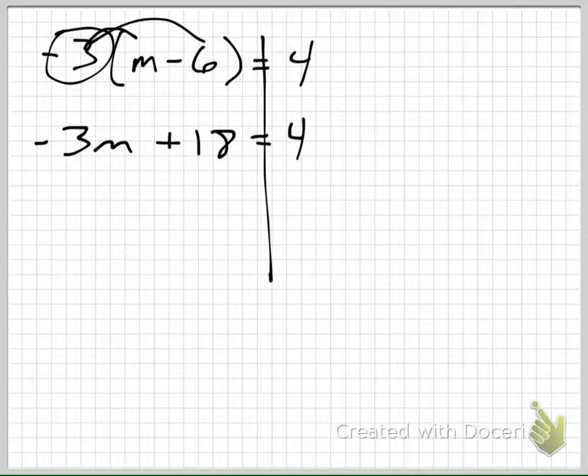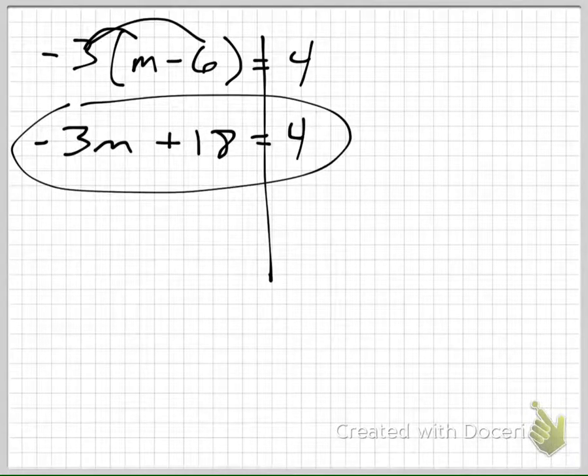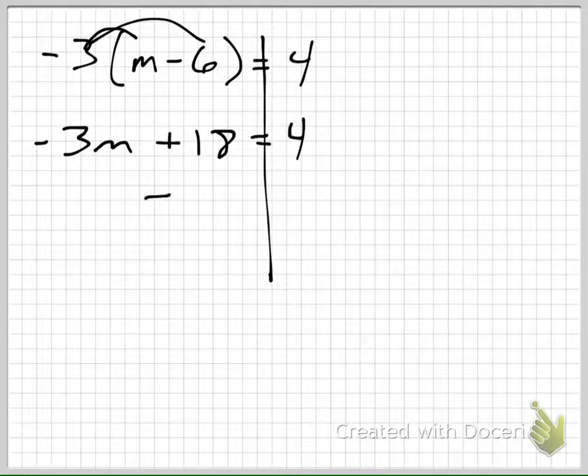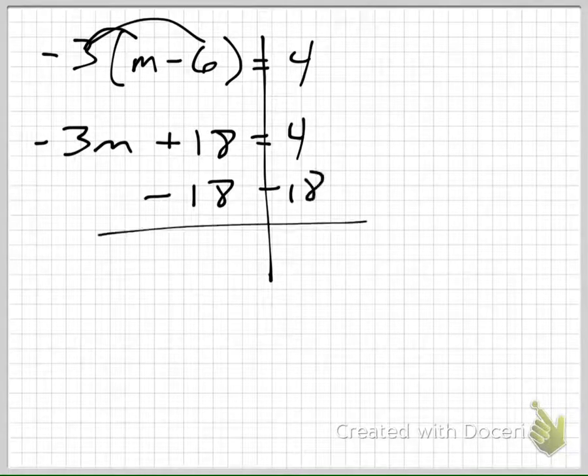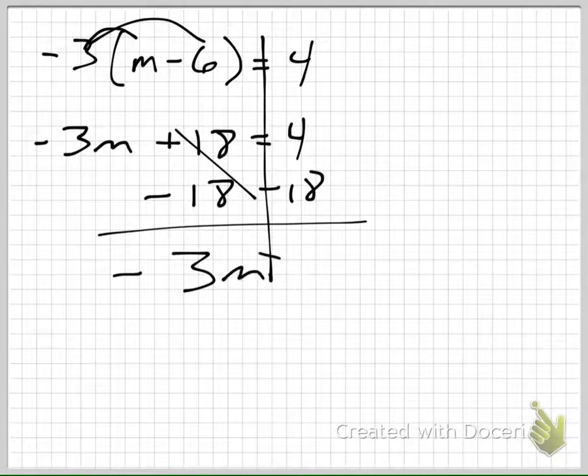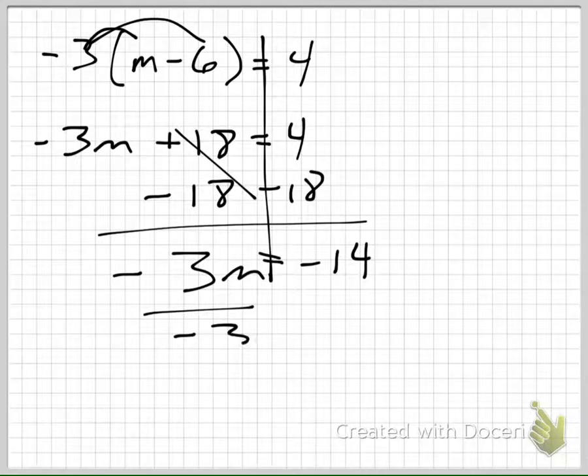Because, look, it's a minus 3 times a minus 6. I thought you still leave it anyway. No. And now this looks just like what you did yesterday, right? Minus 18, minus 18. Again, you have to be able to do, what is 4 minus 18? Negative 14. Divide by negative 3. Divide by negative 3. M equals.